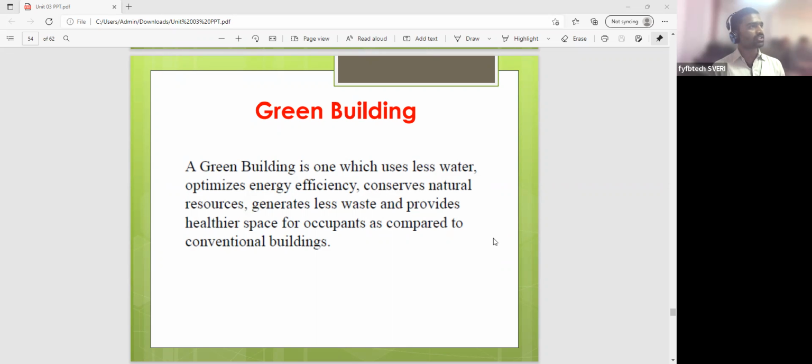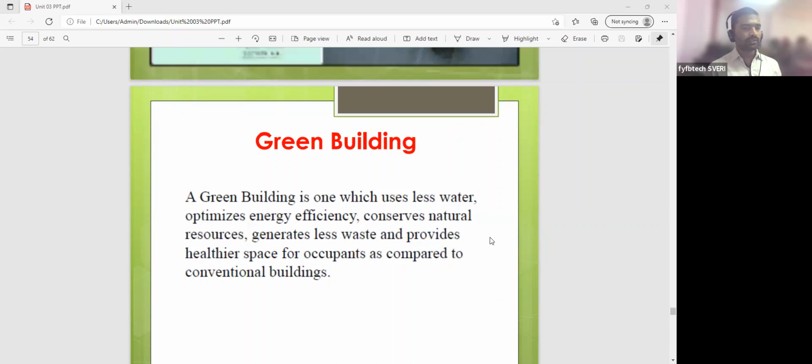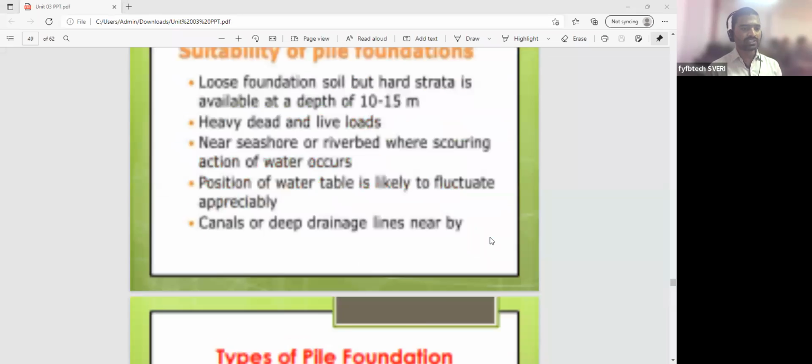In the shallow foundation, there are different types. What are those? Isolated footing, then continuous footing, combined footing, then mat footing, then grillage foundation. These are found in the shallow foundation. When you come to the deep foundation, what are the different types? Pile foundation, well foundation. In the well foundation, again there is a caisson foundation. So these are the different foundations you have learned in the last class.